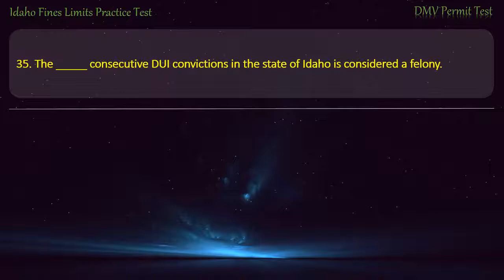Question 35. The consecutive DUI conviction in the state of Idaho is considered a felony. 3, 5, 2, 4. Answer: 3.